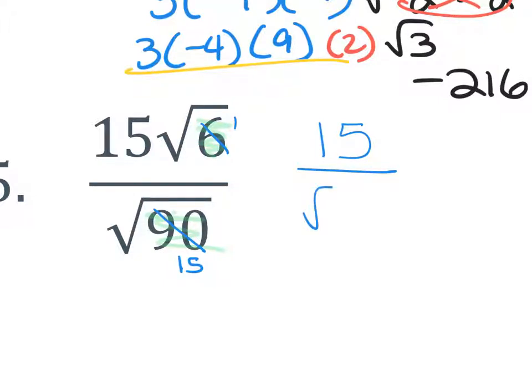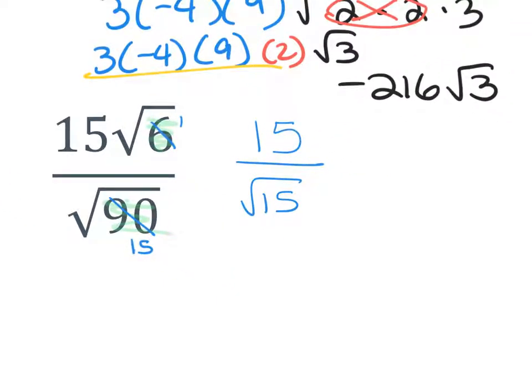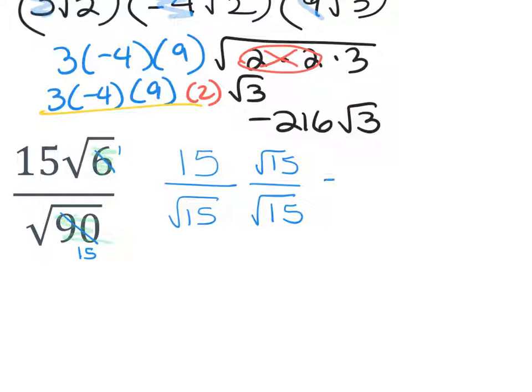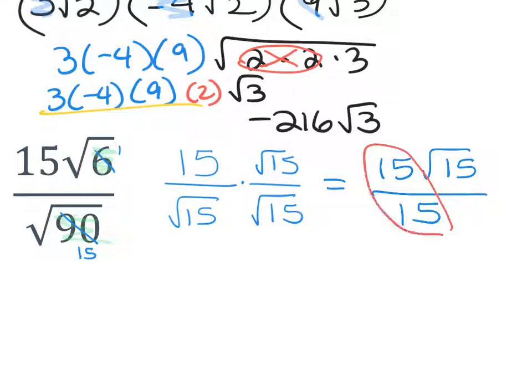And then now I have the square root of 15 on the bottom. Again, I need to rationalize. And I'm going to multiply the top and the bottom by the square root of 15. So this becomes 15 square root 15 over 15. Remember what I had said before, that if this could be reduced, you need to simplify it. So 15 divided by 15 is 1. So my final answer here is just square root 15.